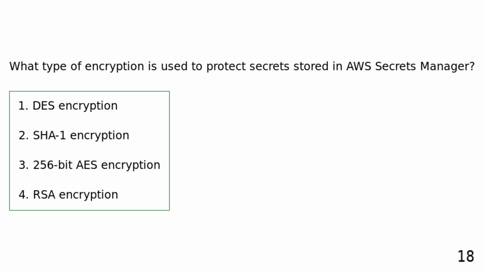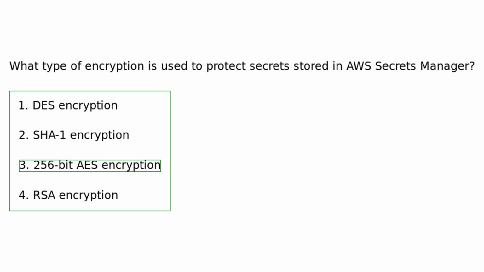DES encryption. SHA-1 encryption. 256-bit AES encryption. RSA encryption. Secrets stored in AWS Secrets Manager are encrypted using 256-bit AES encryption to ensure their security.